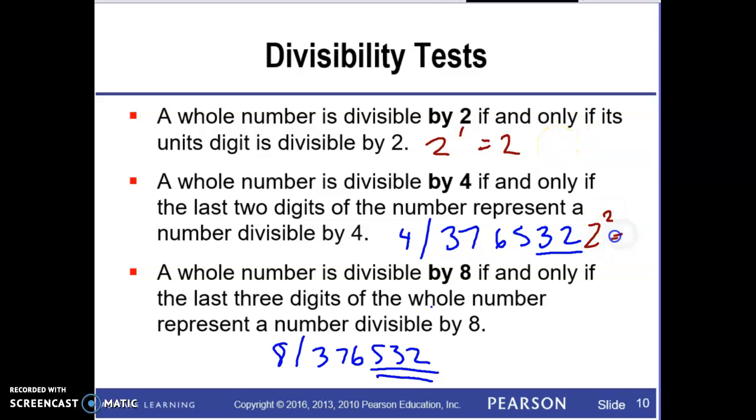2 to the second power is 4. And 2 to the third power is 8. So for 2, you just have to look at one number. You just have to look at the ones place. For 4, you have to look at 2 numbers. You have to look at the ones and the tens. And for 8, you have to look at 3 numbers. You have to look at the hundreds, the tens, and the ones. But looking at those exponents, looking at the powers of 2, can help you remember what those rules are.